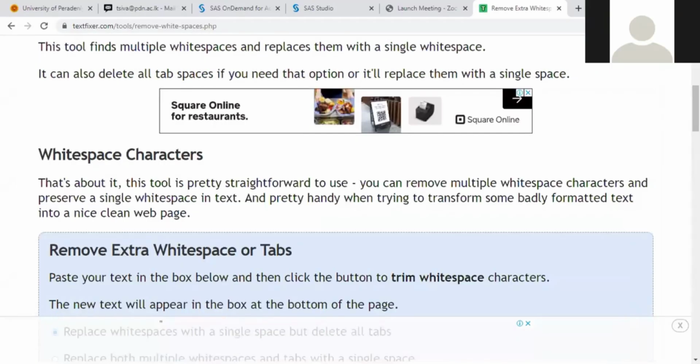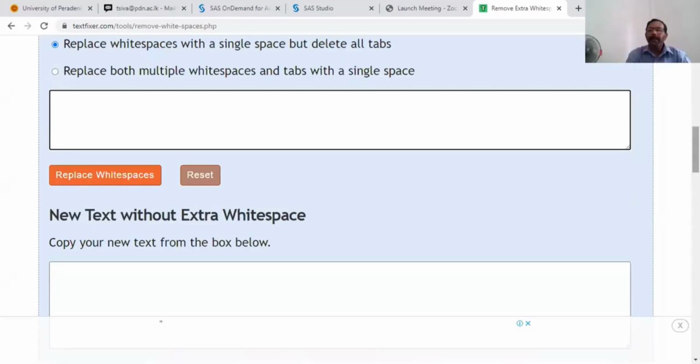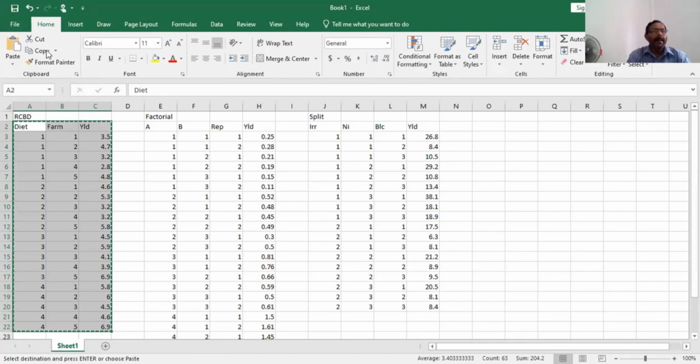This is a special type of program. Two boxes are there. Now I am going to do it one by one. I will go to the Excel sheet now. I will show it only once. I copy this same data again: diet, farm, yield. I have copied. Now I will bring it here.